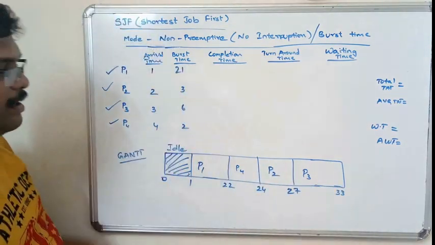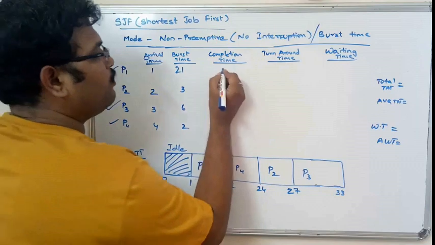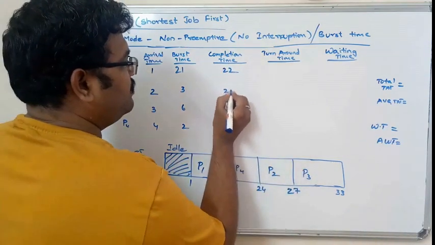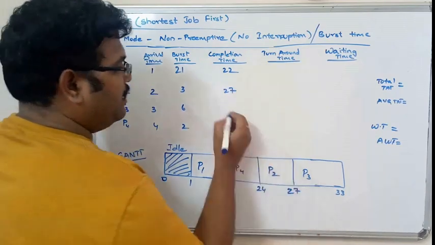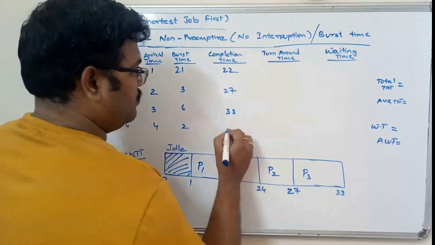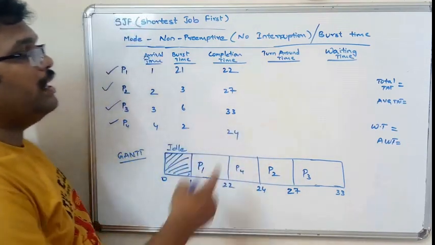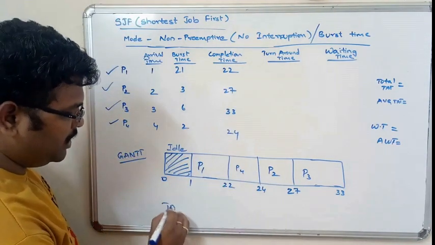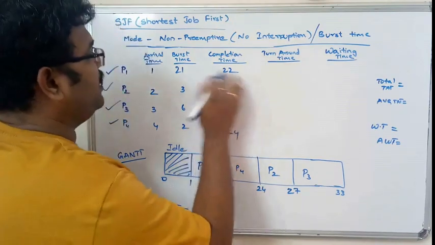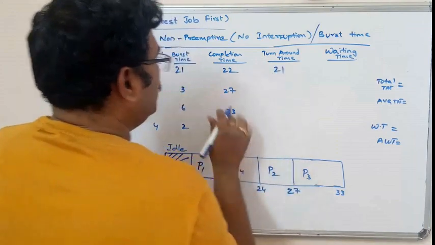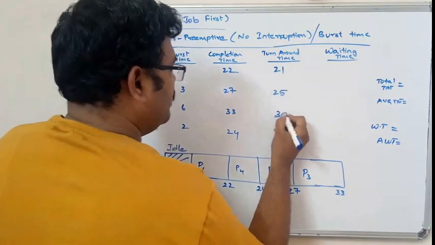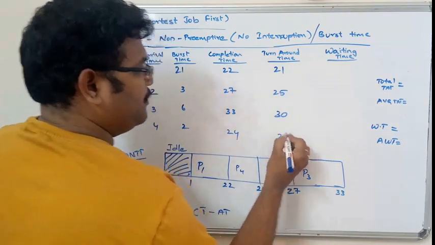Right? Now, let us write the completion time. P1 is completed at 22, P2 is completed at 27, P3 is completed at 33, P4 is completed at 24. Turnaround time. So turnaround time is equal to completion time minus arrival time. So 22 minus 1, 21; 27 minus 2, 25; 33 minus 3, 30; 24 minus 4, 20.